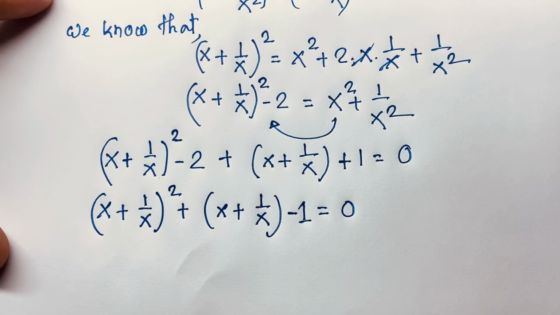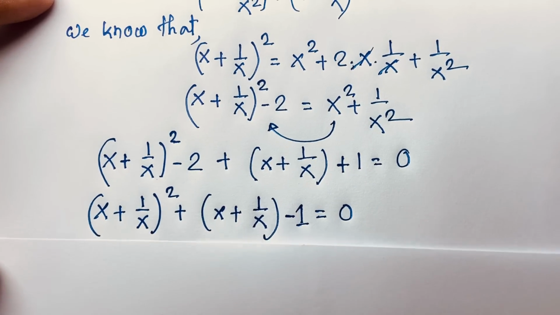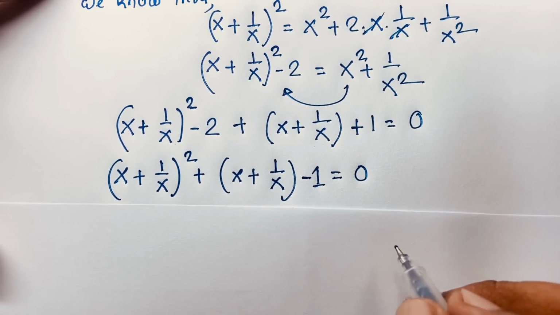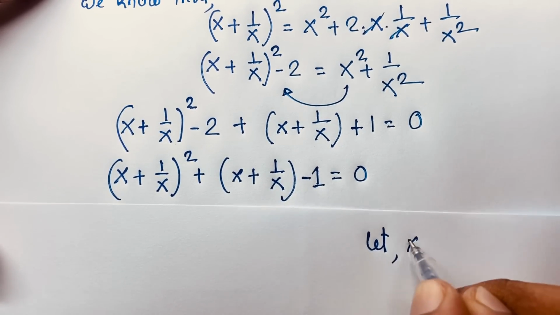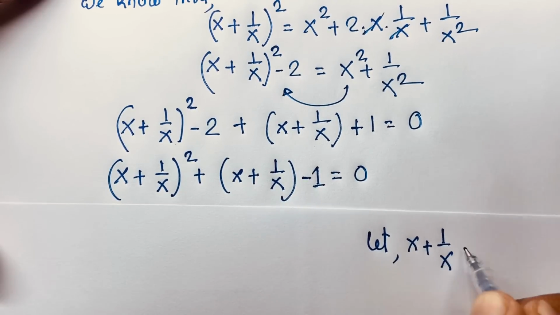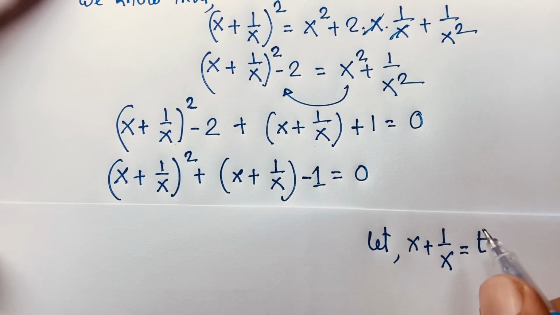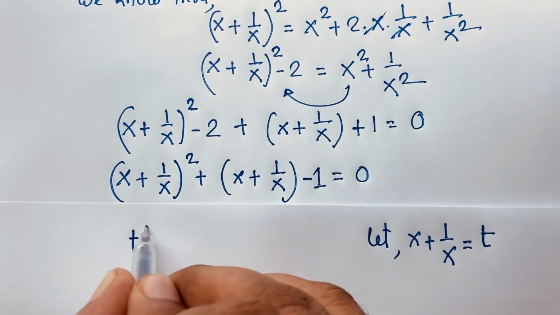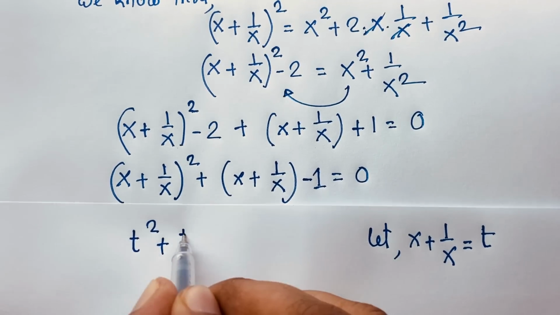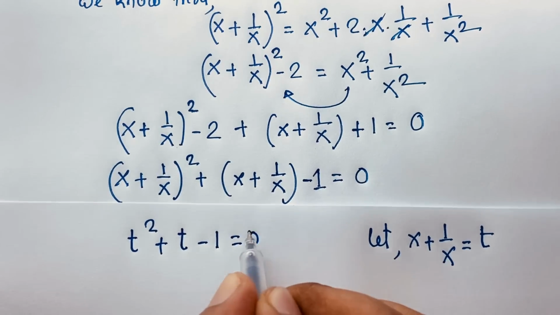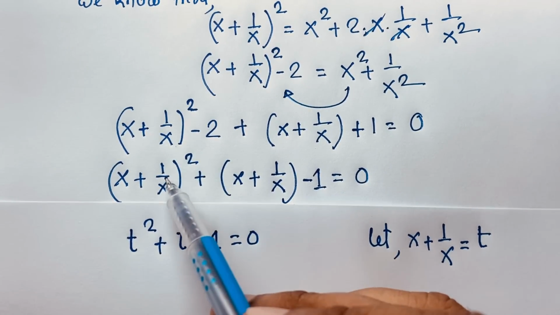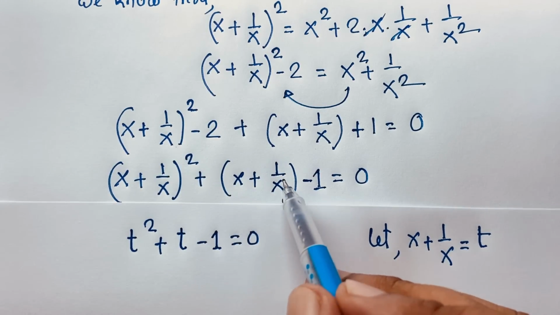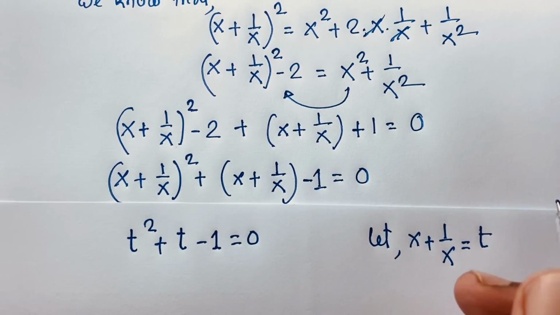So at this moment you can see easily here, let x plus 1 over x be t. So we'll let this be equal to t. So you can see easily here t to the power 2 plus t minus 1 is equal to 0. If I put this value here, it will be t to the power 2 plus t minus 1 is equal to 0.